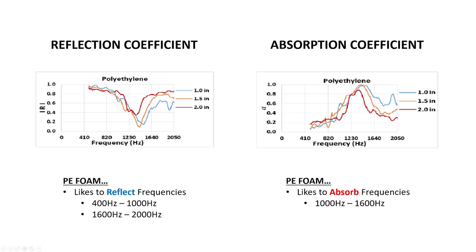Now let's take a look at the absorption coefficient chart, right? The absorption chart shows that PE foam actually absorbs a lot of the frequencies between 1000 and 1600 Hz. Makes sense, right? If it's not reflecting it back, then it's probably absorbing it. So let's conclude that 400 Hz to 1000 Hz is amplified, 1000 Hz to 1600 Hz is reduced, and then 1600 Hz to 2000 Hz is also amplified once again.